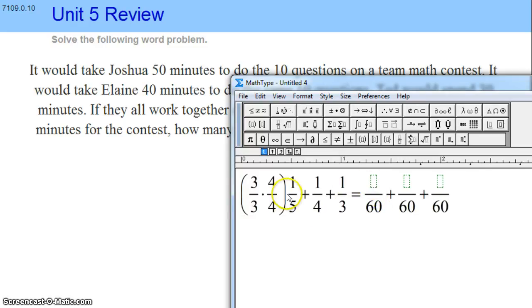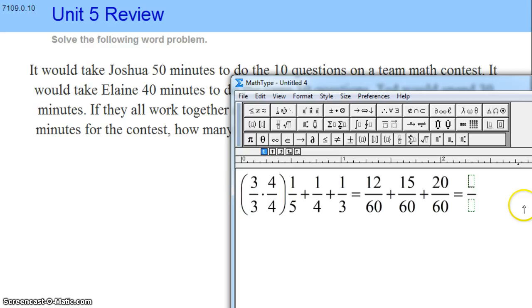So for 1/5 we'll get 3 times 4, which is 12. For 1/4, we want 5 times 3, which is 15. And for 1/3, we're going to get 5 times 4, which is 20. Right, so this is saying that Josh can do 12 questions in 60 minutes. Elaine can do 15 questions in 60 minutes. And Ted can do 20 questions in 60 minutes.